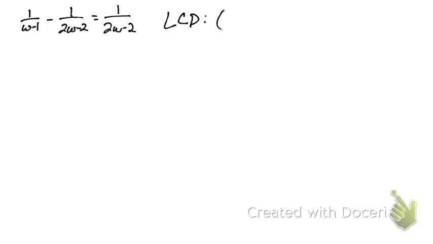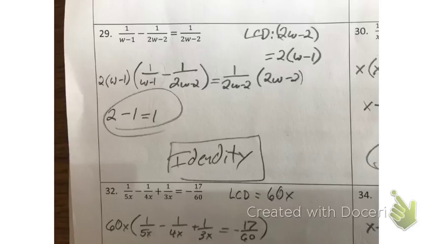Instead, what I wanted you to recognize was the fact that 2w minus 2 actually equals 2 times w minus 1. So if I multiply both sides by this 2 times w minus 1, I can clear all of these denominators because they're both equal to each other. So let me quickly take a picture of what that would look like. I multiply the left-hand side by 2 times w minus 1, because I did have this w minus 1. These would cancel out. I'd be left with the 2.